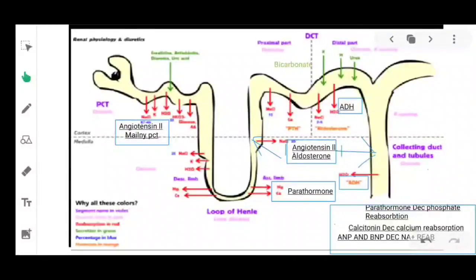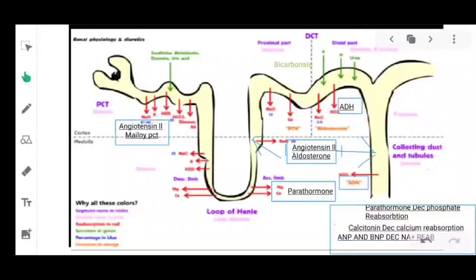Substances reabsorbed in the PCT are glucose, amino acids, sodium chloride and potassium, bicarbonates, phosphates, uric acid and water.